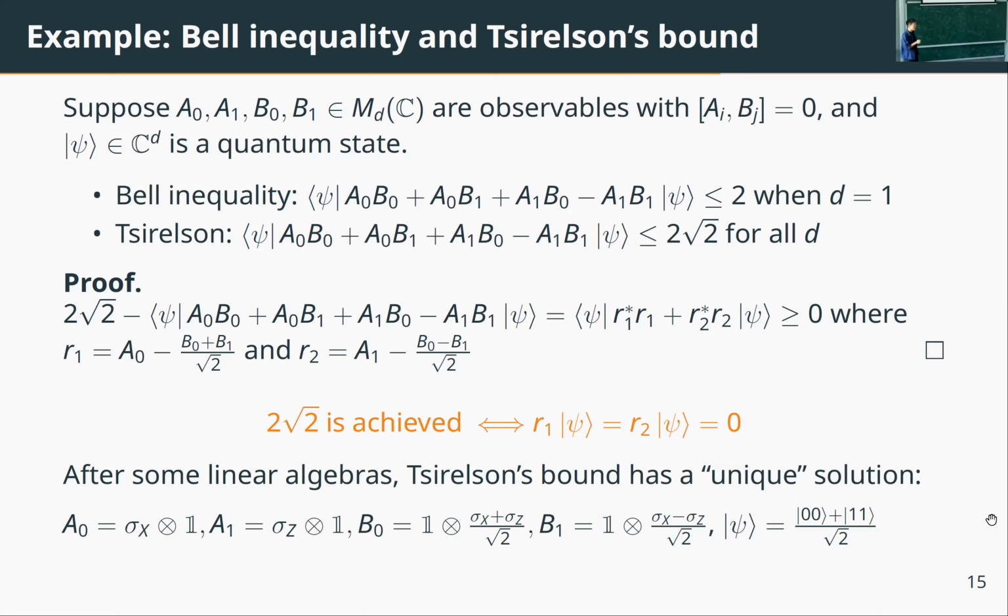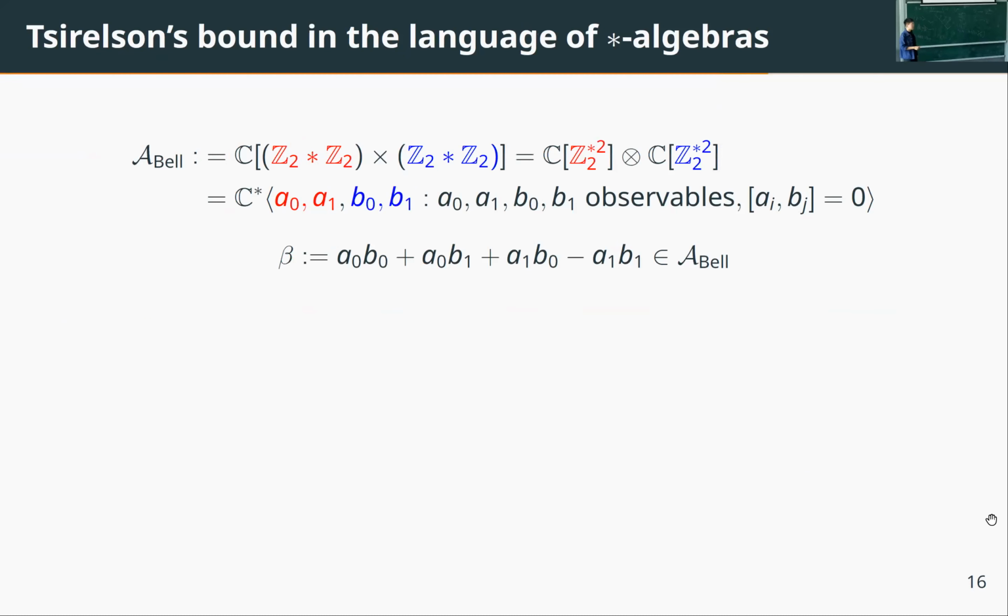So now I want to restate this whole picture in the language of star algebras. So what is the star algebra underlying this picture? It is the star algebra of the tensor product of two free products of Z2. So this Z2 is generated by little a0, this is generated by little a1, this one corresponds to Bob's operator B0, and this one corresponds to Bob's operator B1. And your constraint is A0, A1, B0, B1 are observables.